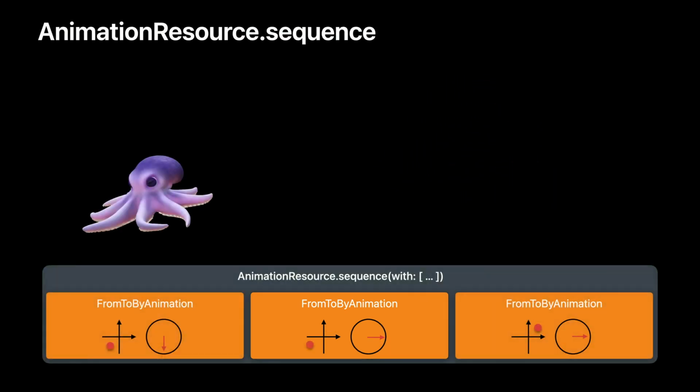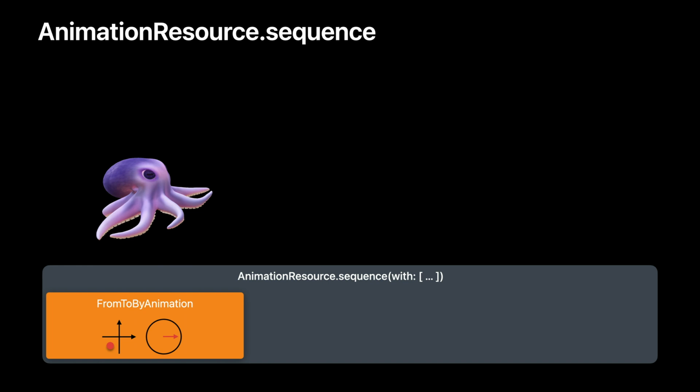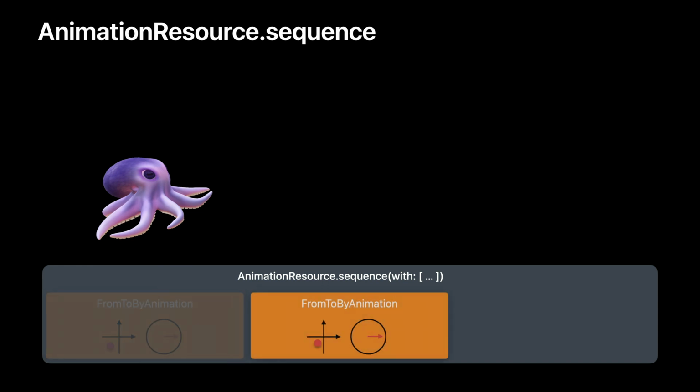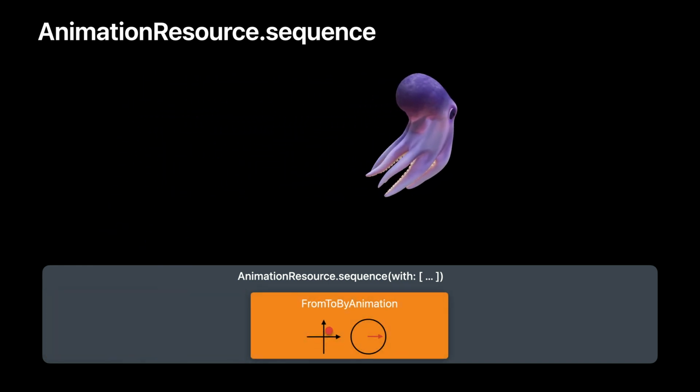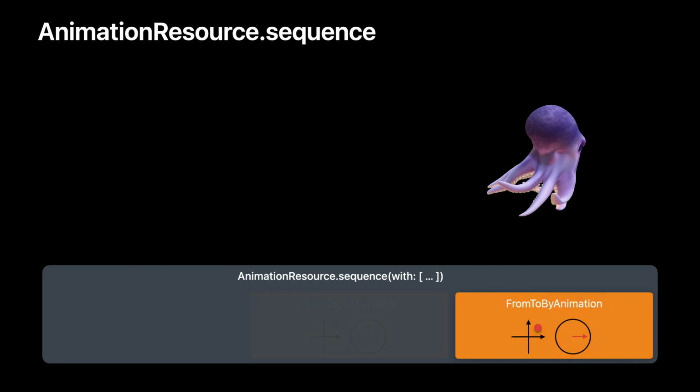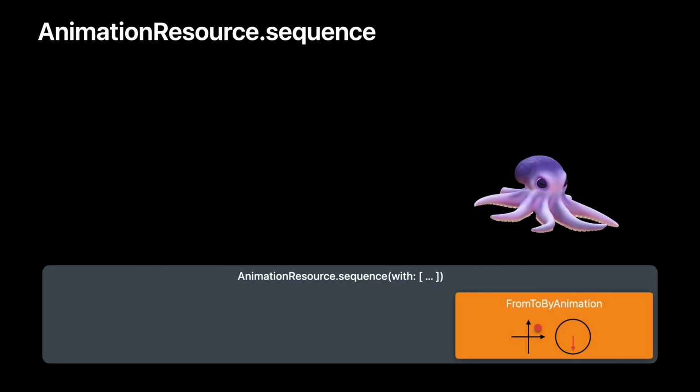We can improve this by making a sequence of animations. First, we rotate the octopus towards the new location. Then we translate it to the new location. And finally, we rotate the octopus back towards the camera. And here is the full animation.